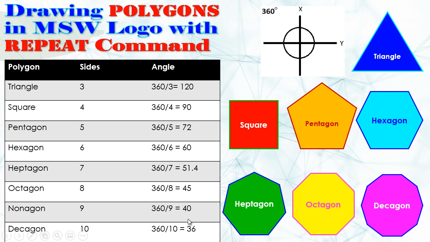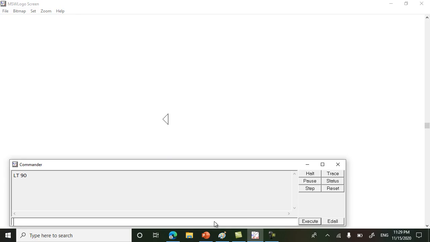So let's start drawing polygons in MSW Logo. First, we will draw a triangle. Since a triangle has three sides, it will be repeat 3, square bracket, FD. How long or short a triangle you need, FD 100 and RT. For a triangle, the angle is 120 degrees.